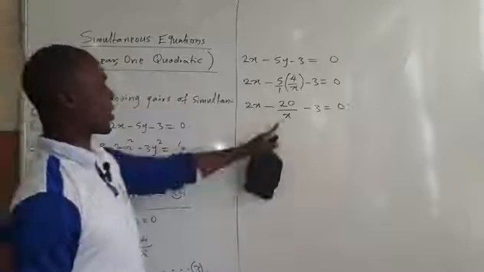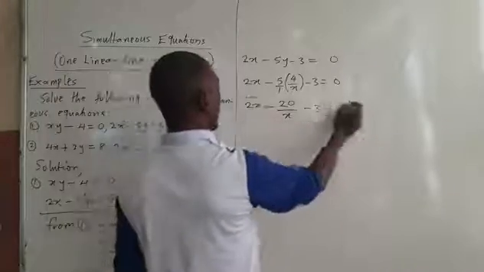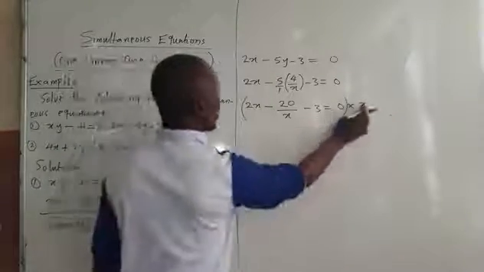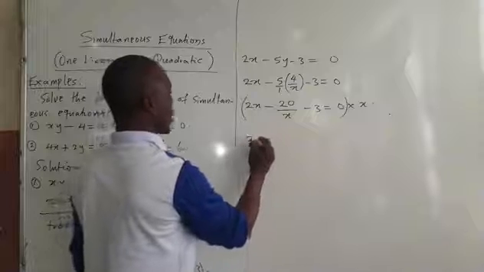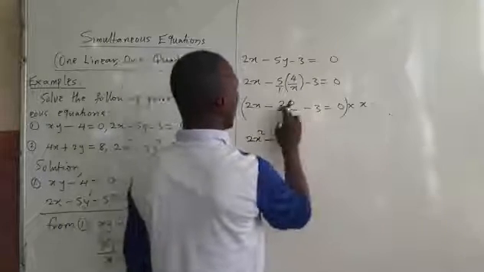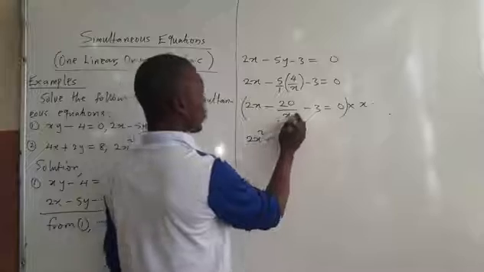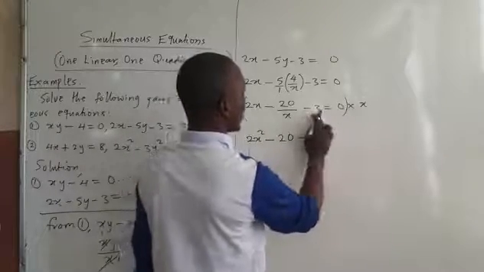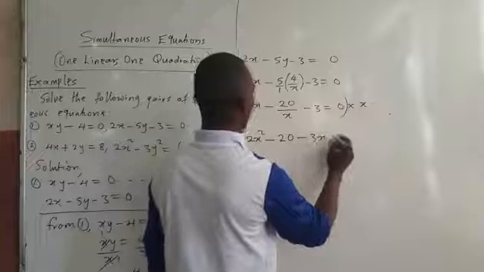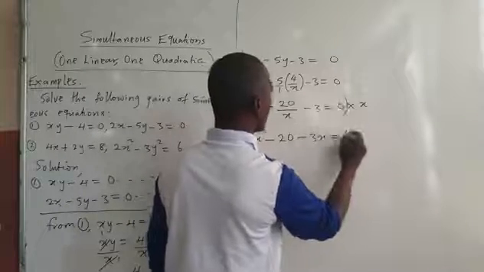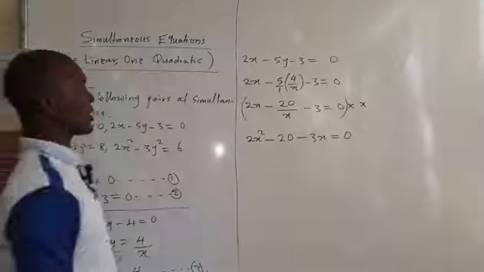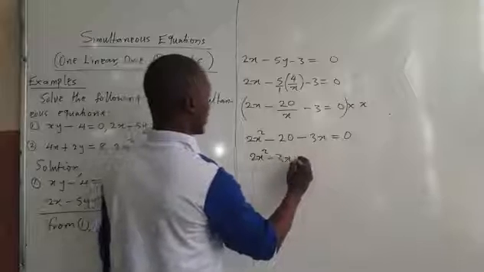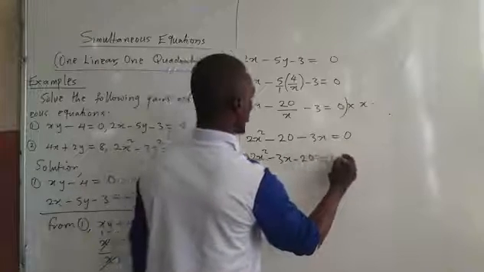The next thing to do is to clear this denominator by multiplying through by x. So if you multiply through by x, 2x multiplied by x is 2x squared, minus 20 multiplied by x all over x. The x cancels, so we are left with 20, minus 3 times x, that's 3x, equals x multiplied by 0 is 0. So the next thing to do is to rearrange. We have 2x squared minus 3x minus 20 equals 0.